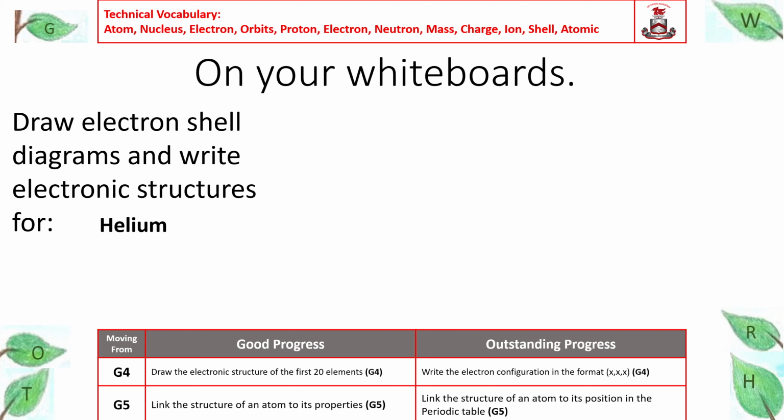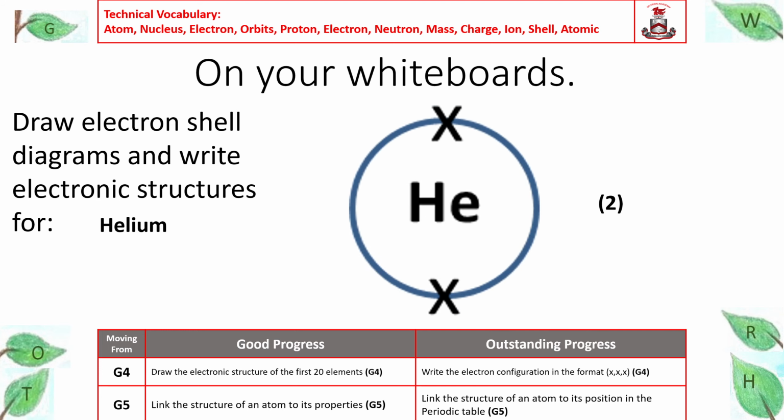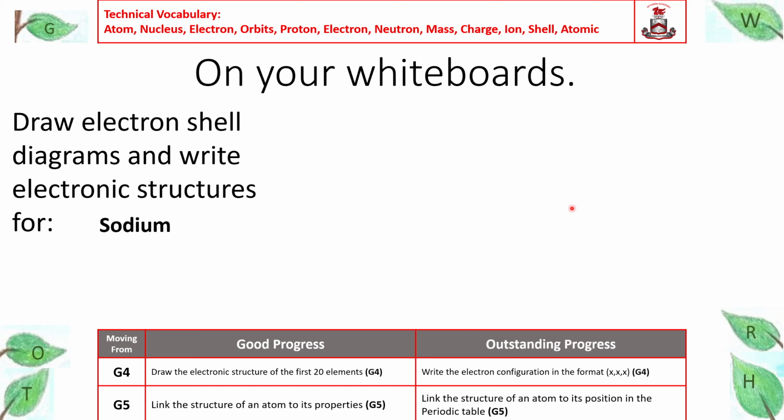Right, hopefully you've done that. Unpause, and here's your answer. Helium has 2 electrons, and the electronic structure is just drawn as a 2 in brackets because there's only 1 shell. Okay, so that is the shorthand notation. So the next one, sodium.